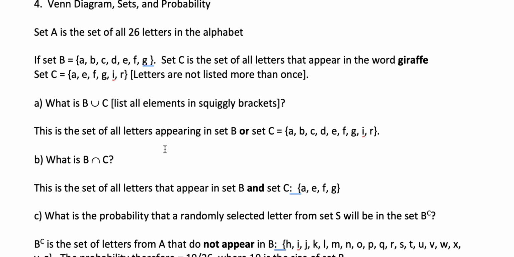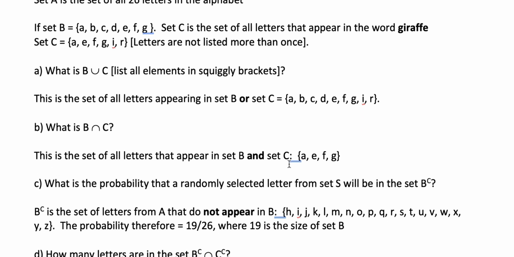B intersection C would be only those letters that appear in both sets. So that would be the A, the E, the F, and the G. So that is our intersection, and that's equivalent to an AND.